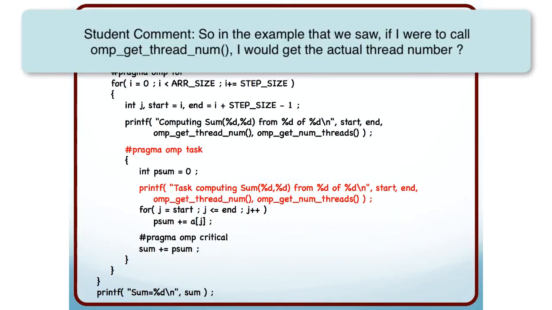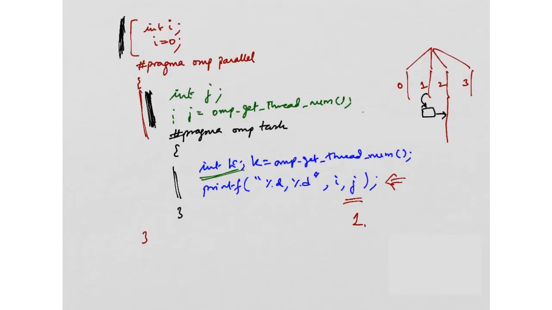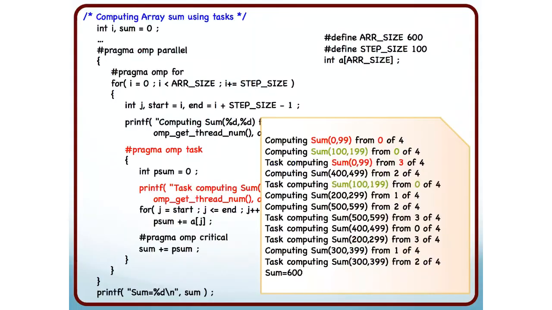So in the example that we saw, ijk, if I were to do k equal to omp get thread num, you would get the actual thread num. Here, if I said k equal to omp get thread num, I would get the thread which is executing this task. Alright, we saw this here. From inside also we printed which is the task computing the sum, right? And we saw that there was a different task which was actually computing the sum.